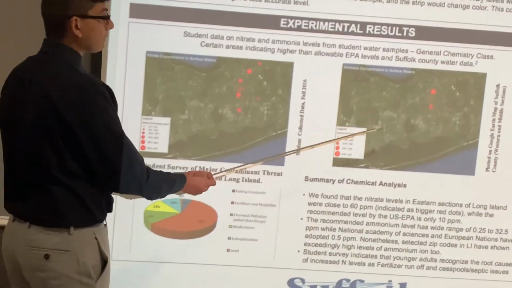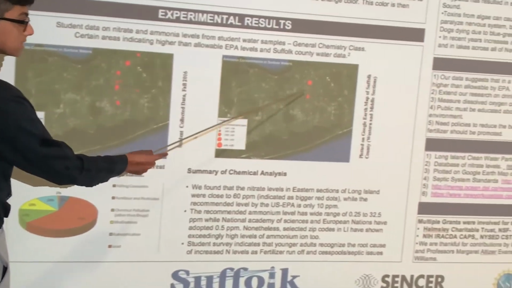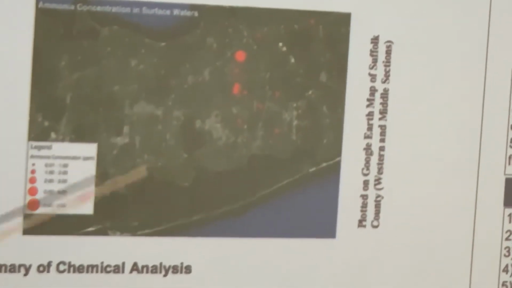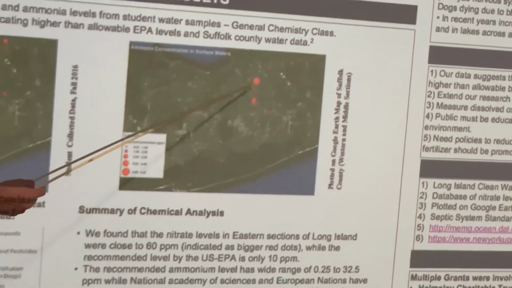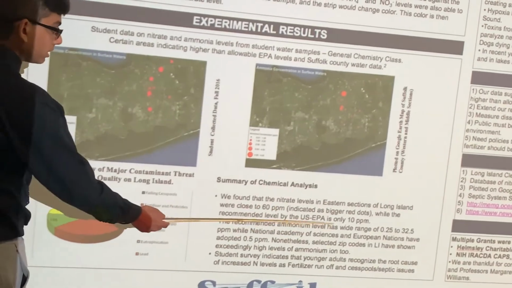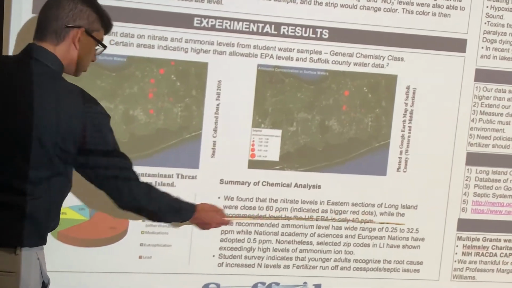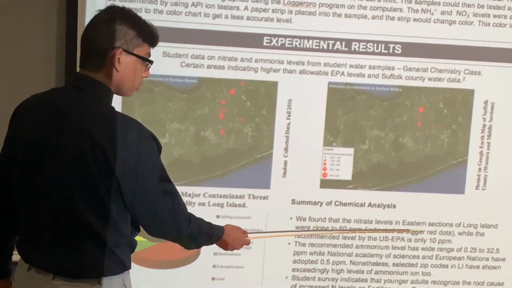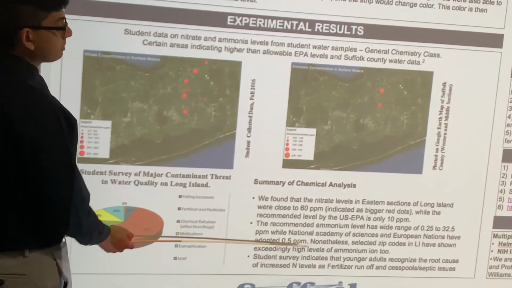Now focusing on the graph on the right, we can see that there are fewer dots of ammonia, but still the effects of ammonia are deadly at high concentration, and we'll talk about that later. And the recommended level for ammonia is 0.25 to 32.5 parts per million, while the National Academy of Sciences of the European Nation have adopted 0.5 ppm.